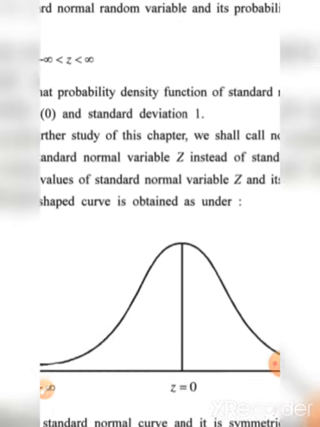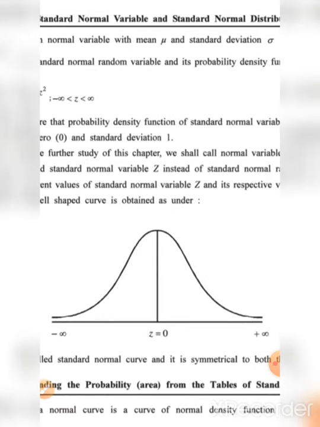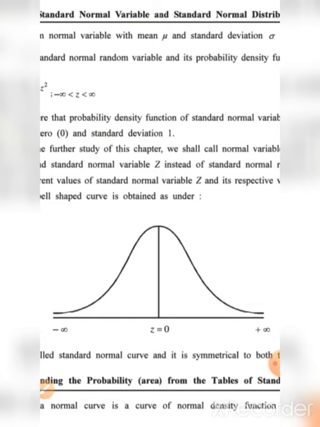Now this is actually your standard normal curve. Once you convert the normal variable into the standard normal variable, there are a few minor changes in the curve also. So this is your standard normal curve. Again it is a bell-shaped diagram, where in the middle z is equal to 0. On the extreme left-hand side you need to write minus infinity because it continues and goes on, and on the right-hand side it is plus infinity.